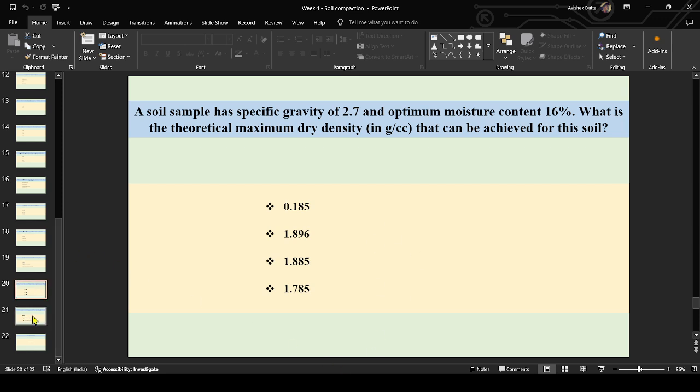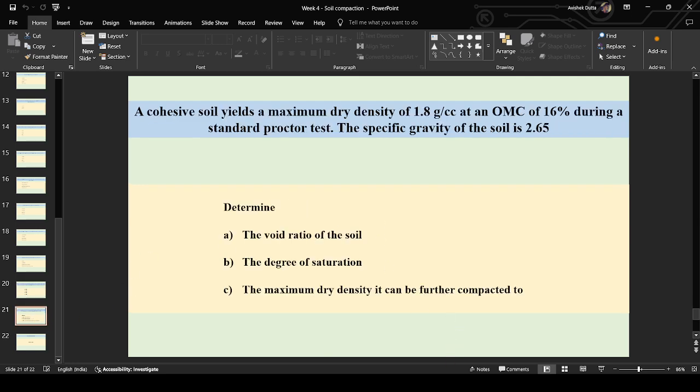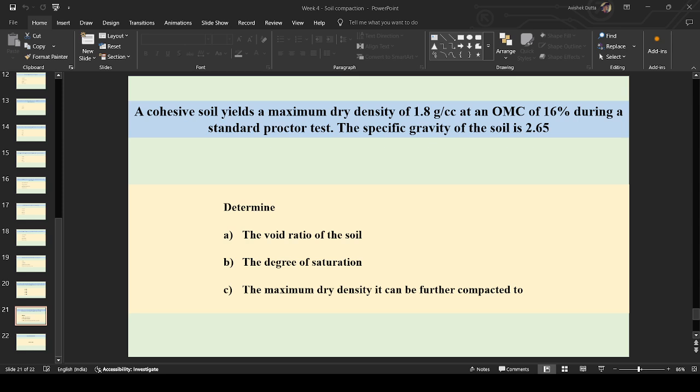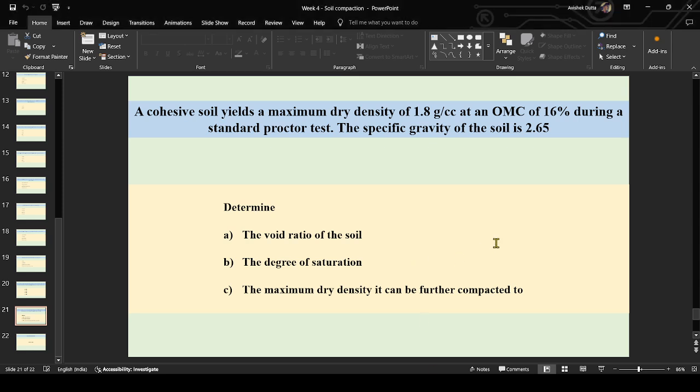Okay, last question. Yes, this one you can either write down or take a screenshot, whatever is feasible. A cohesive soil yields a maximum dry density of 1.8 gram per cc at an optimum moisture content of 16% during a standard Proctor test. The specific gravity of the soil is 2.65. Determine the void ratio of the soil.